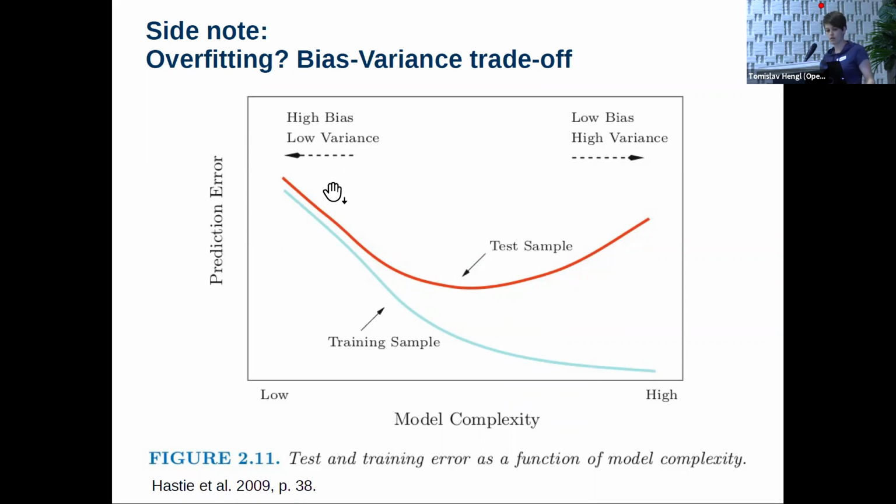This means that on this side, low complexity models usually tend to have a high bias. They tend to be systematically off, but have low variance, and high complexity models have high variance and usually lower bias.